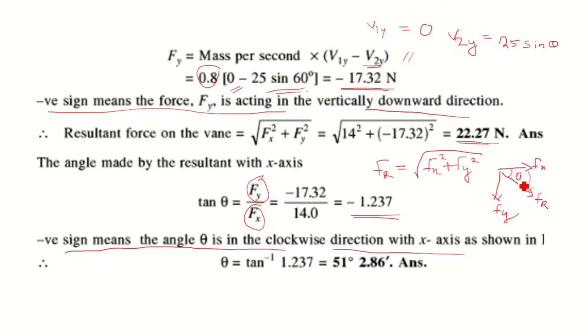So tan theta is equal to minus 1.237. So theta is equal to 51 degree 2 minutes. So this is the value of theta, that is the angle with which the resultant force is acting towards the x direction. Okay, that's all for now.